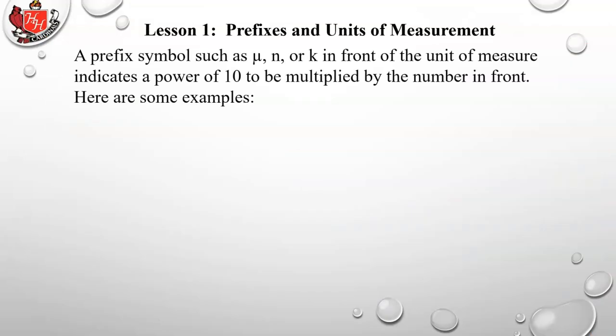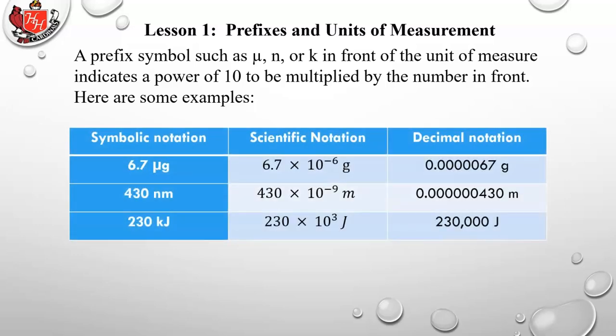A prefix such as micro, nano, or kilo in front of the unit of measure indicates the power of 10 to be multiplied by the number in front. So here are some examples. Right there you have 6.7 micrograms. That is 6.7 times 10 to the minus 6th grams. If you wrote it in decimal notation, it would look like what you see over there on the right. 430 nanometers is 430 billionths of a meter, or that's 430 times 10 to the minus 9th meters. And 230 kilojoules is 230 times 10 to the 3rd, that's 1,000 joules.